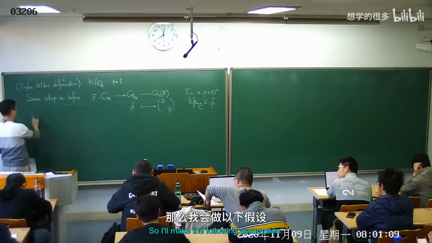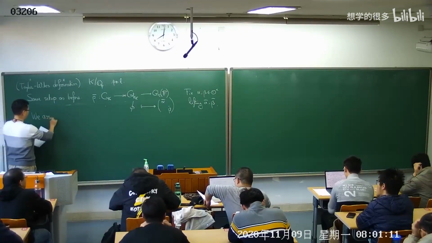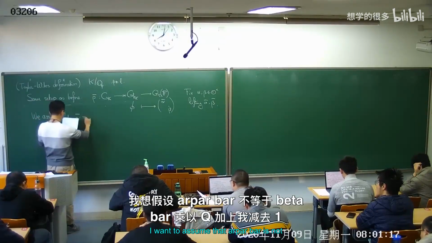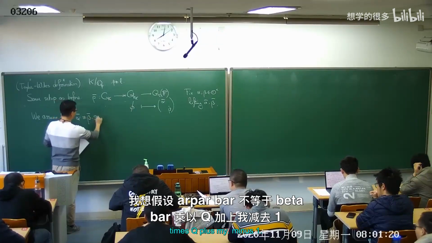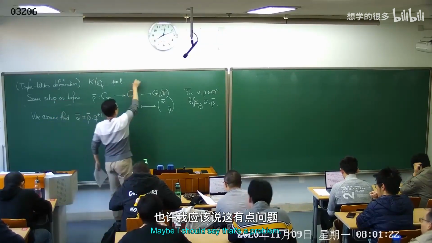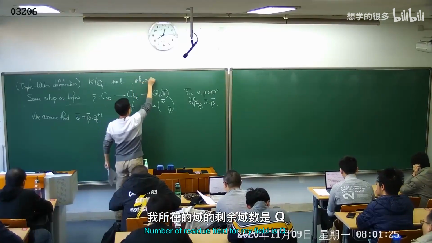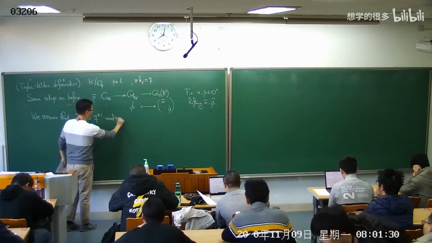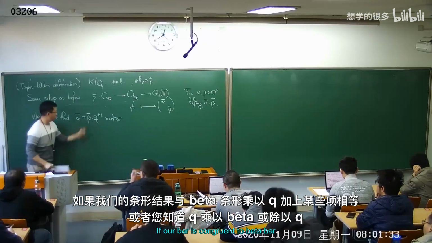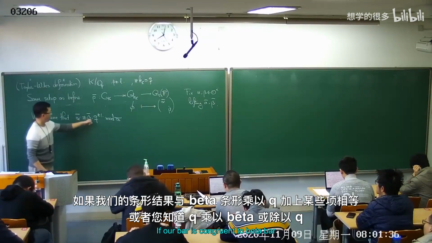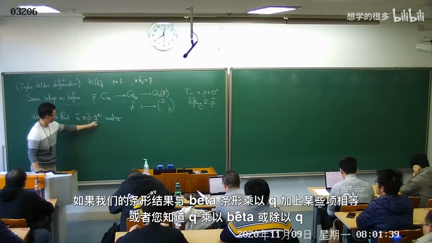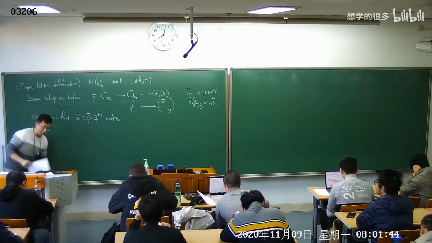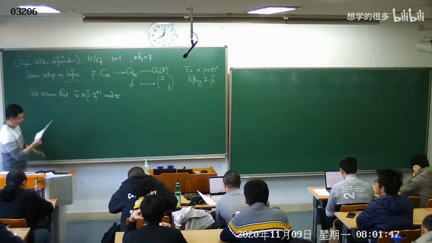So I'll make the following assumption. I want to assume that alpha bar is not equal to beta bar times q to the plus or minus 1. Maybe I should say that the number of elements of the residue field of my field is q. If alpha bar is congruent to beta bar times q, or beta bar divided by q, then the deformation ring will be more complicated. I'll just do this relatively simpler one.